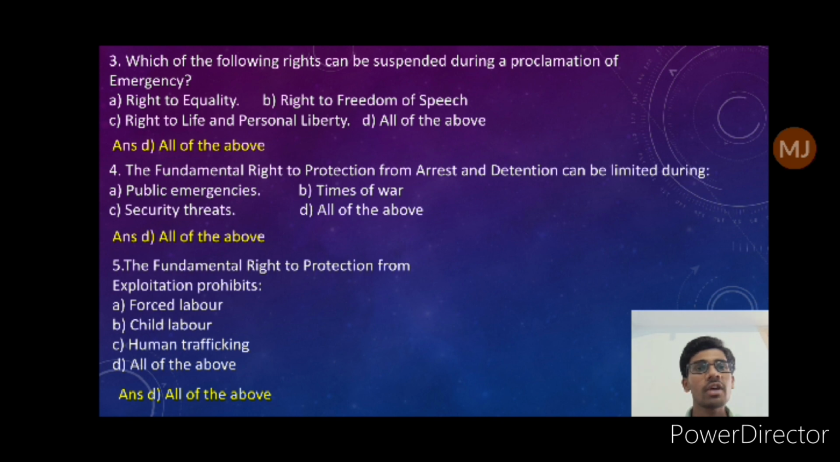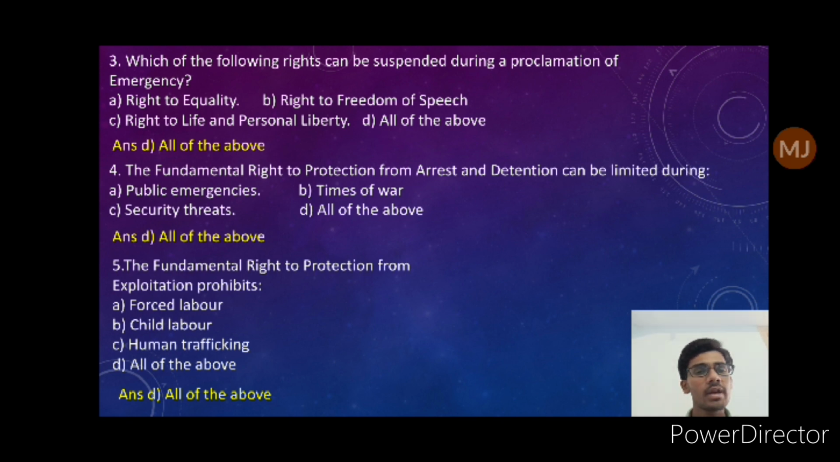Next question, which of the following rights can be suspended during a proclamation of emergency? Options, option A, right to equality. Option B, right to freedom of speech. Option C, right to life and personal liberty. Option D, all of the above. Answer is option D, all of the above.